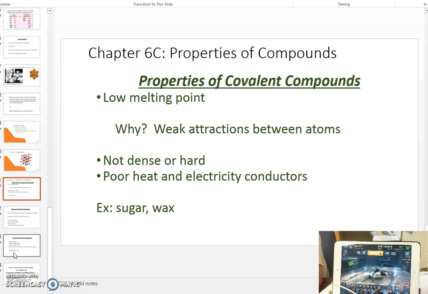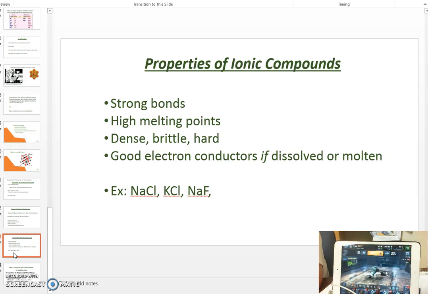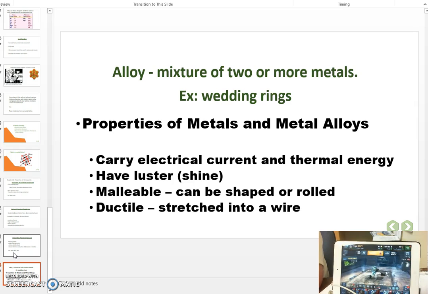As we work our way through properties of compounds, properties of covalent compounds: low melting point, fairly easy to break, not that difficult. Network covalent substances, think covalently bonded in a 3D network, like diamonds. They're hard, brittle, high melting point, unusual electrical properties. And we looked at properties of ionic compounds: high melting points, strong bonds, great electrical conductors if dissolved or melted. And then we talked about alloys, two or more metals mixed together, and the properties that they have.